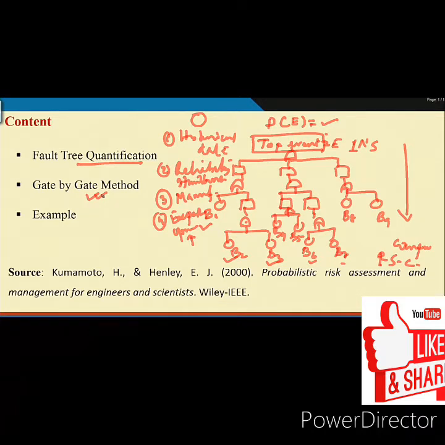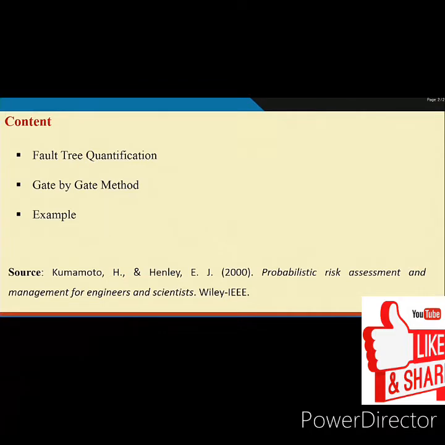For your reference, you can follow this book, Probability Risk Assessment and Management for Engineers and Scientists, by Kumamoto and Henley, and you can go through any good reliability engineering handbook or safety engineering book. You will find the quantification part, fault tree quantification. Okay. So, what is our topic in this lecture? Fault tree quantification by the gate method.